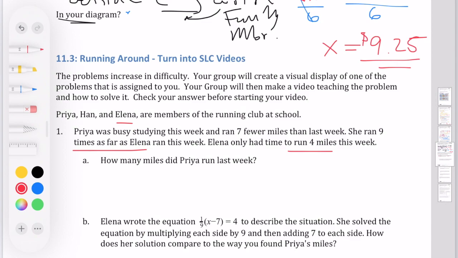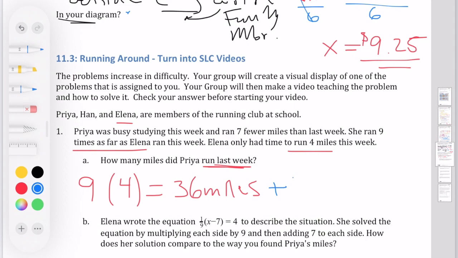So given that information, I know I need to start with 4 because that's what Elena ran. I know Priya ran 9 times that much this week, and that gives me 36. So she ran 36 miles this week. Well, that doesn't answer how many miles she ran last week, which is the question we're trying to answer right here. So we need to add 7 to that, and we find that Priya ran 43 miles last week.